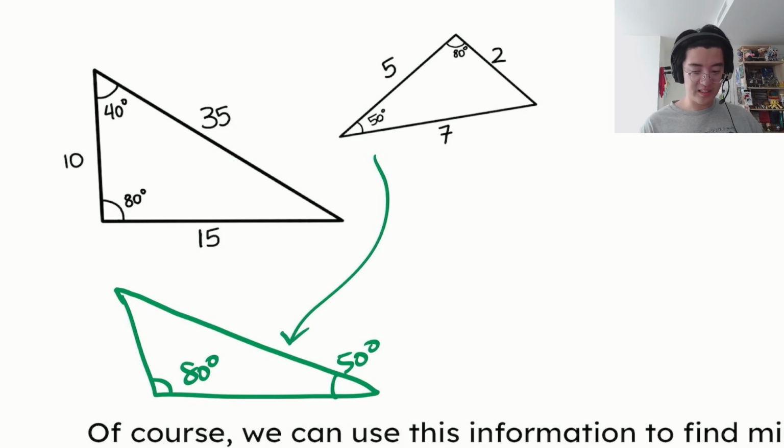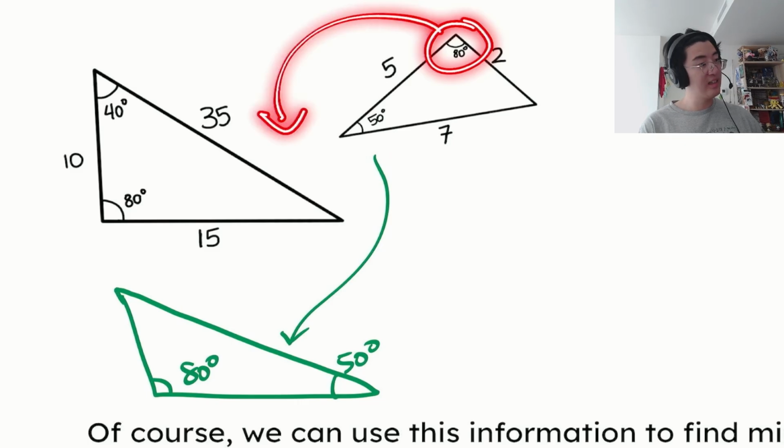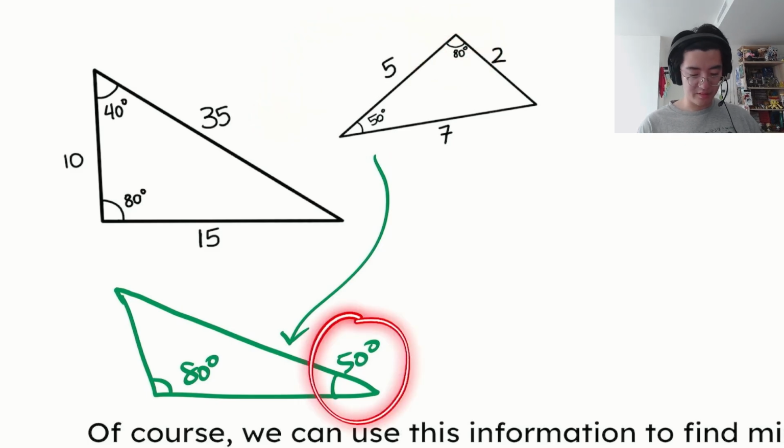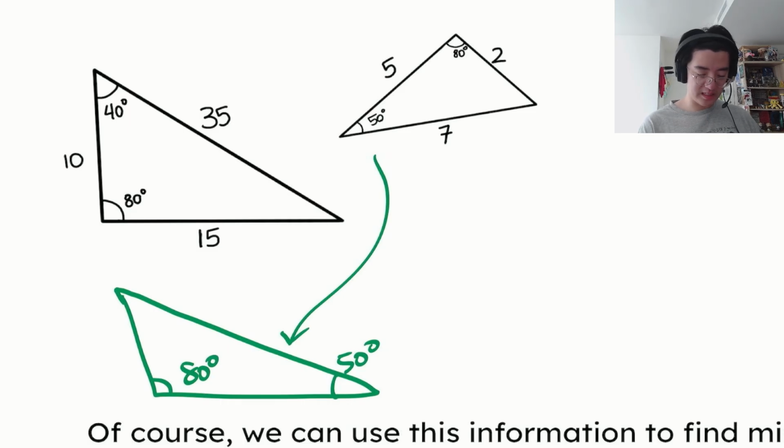Now 50 is at the bottom left. So now this gets flipped here. When we flip the 80 in this direction, the 50 degrees refers to this angle right here. Which means that the 2 is here, the 5 is here, 7 is here. Again, all I'm doing here is flipping the triangle so it's easy to look at.